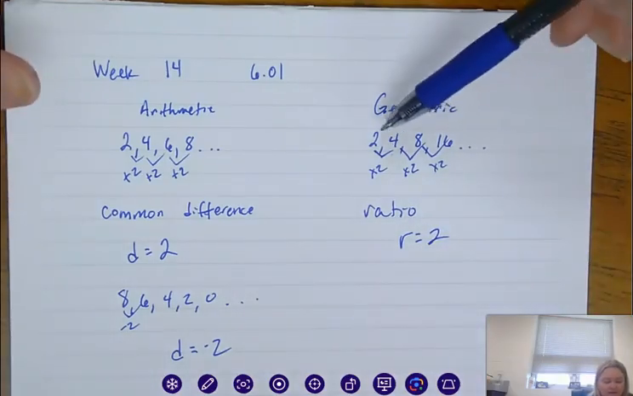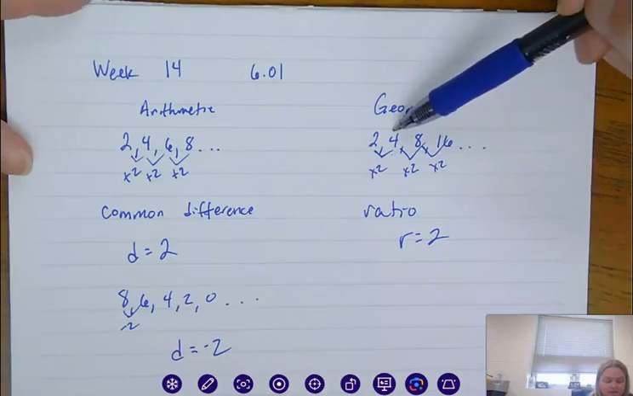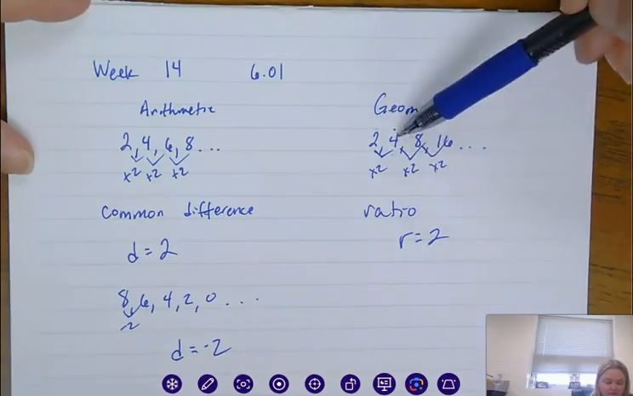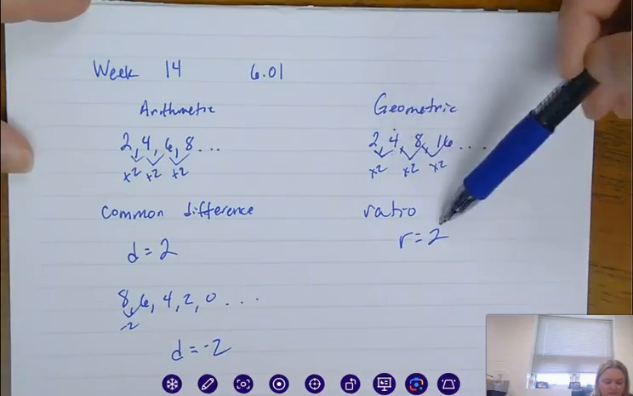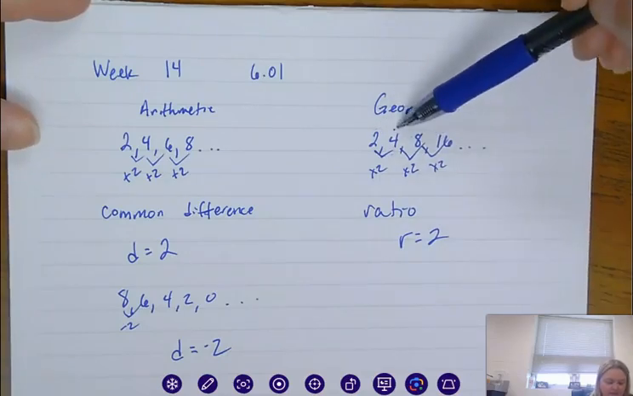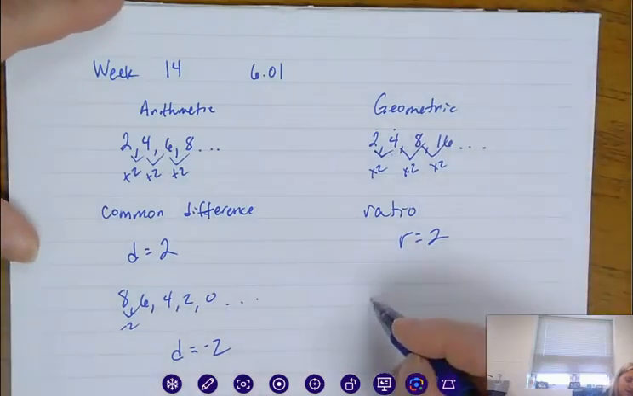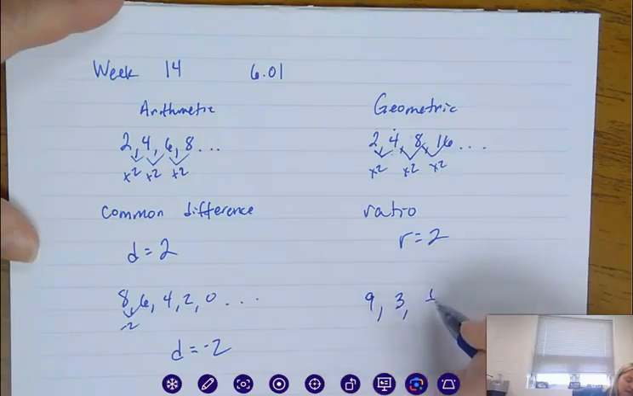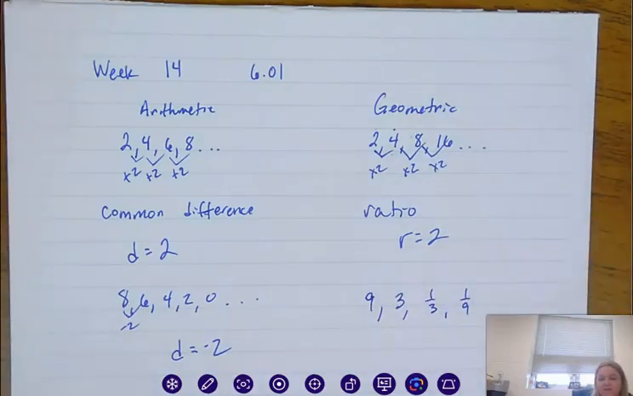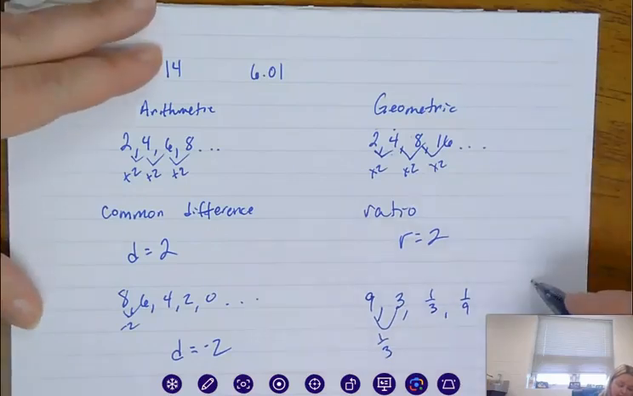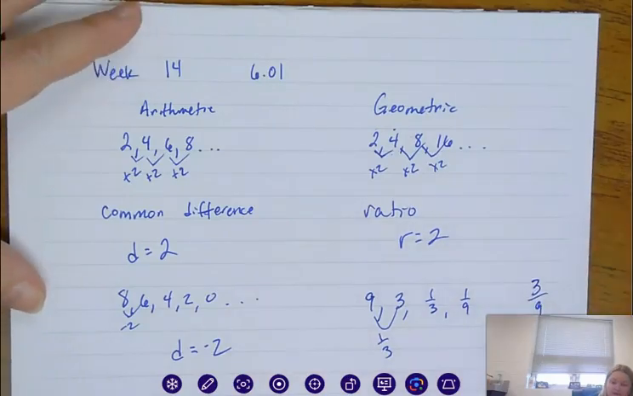If you can't always think about how you would get that, you can take term 2 and divide it by term 1 to get the common ratio. 4 divided by 2 is 2, the common ratio is 2. 8 divided by 4 is 2, the common ratio is 2. So some of them might be a little harder to see, like if I went from 9 to 3 to 1/3 to 1/9. You can see this is actually a divide by, but the thing that we're multiplying by is 1/3. And I can get that by doing 3 divided by 9.